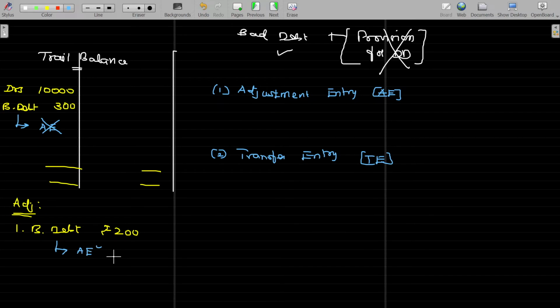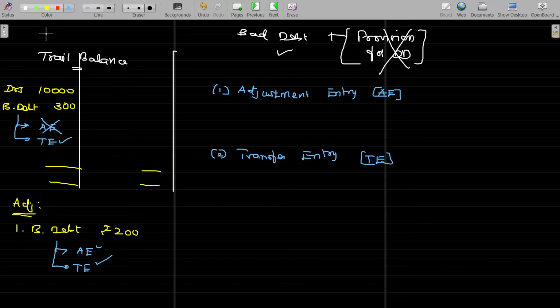First of all, you have to subtract this from the debtors, and then we have to transfer it. Transfer entry should be passed for all the nominal items appearing in the trial balance. As for the item appearing in the adjustment, first you have to pass the adjustment entry. After passing the adjustment entry, it comes inside the trial balance, then you have to pass the transfer entry.